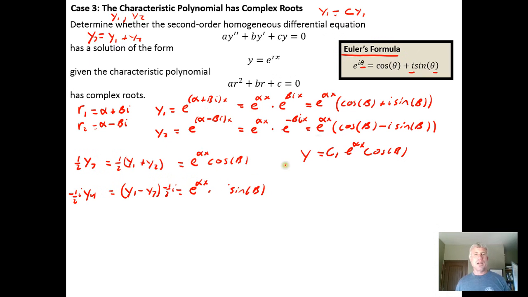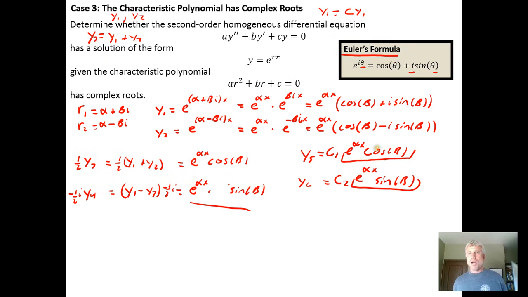So I can create another solution, let's call this y sub 5 and y sub 6, by taking c sub 2, any scalar multiple of this. So c sub 2 times e to the alpha x sine beta will be a solution. So then it's fairly straightforward to demonstrate that the Wronskian of each of these will not be equal to 0, so that e to the alpha x cosine beta and e to the alpha x sine beta are linearly independent.